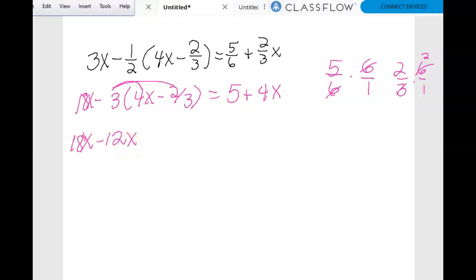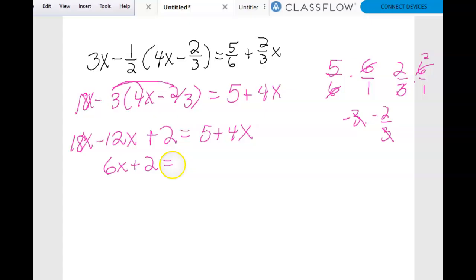Now I have a negative 3 times a negative 2/3. So what's a negative times a negative? And the 3's cancel and leave you 2. So I get plus 2 equals 5 plus 4x. So now we're going to combine like terms, which is 6x plus 2.